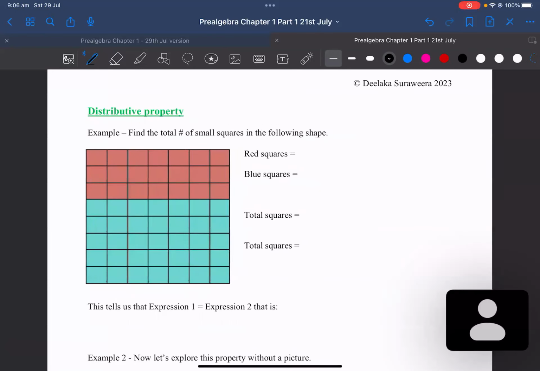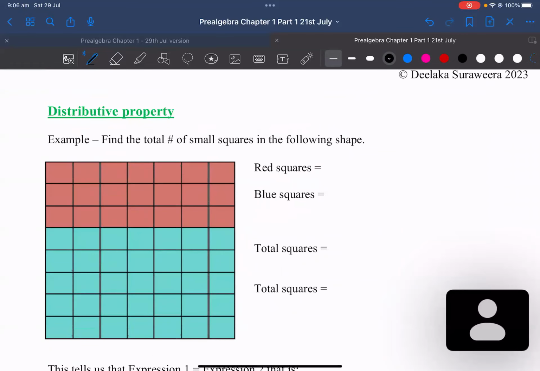So our goal is to find the total number of small squares in the following shape. We're not just going to get the number, but use multiplication. So, for example, we can do it this way. We can just consider this red rectangle, right? What's the total number of squares in the red rectangle? 1, 2, 3. Oh wait, we'll leave it as a multiplication. We'll leave it as 3 times 7, right? It is 21, yeah, that's good. But if you do the same thing for the blue squares, what do you get? 5 times 7. Yeah, 5 times 7.